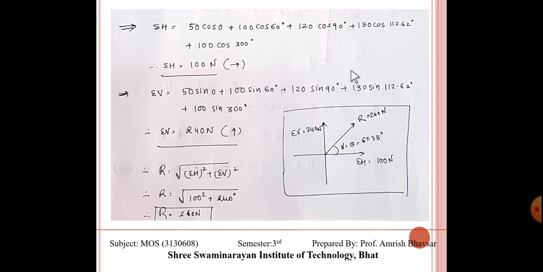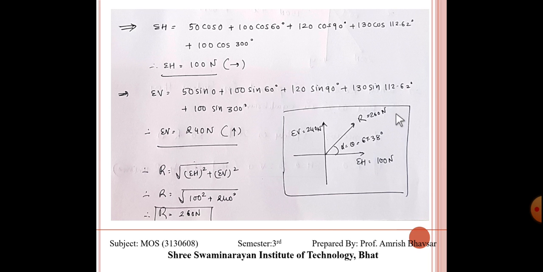Now sigma V. Just change this equation: instead of cos we put sine over there. So it is 50 sin 0, 100 sin 60, 120 sin 90, 130 sin 112.62 and 100 sin 300. So we will get sigma V equal to 240 Newton. Now this is positive, so it moves towards the right. This is also positive, so it is upward. So sigma H over here and sigma V over here, so we will get R in our first quadrant.